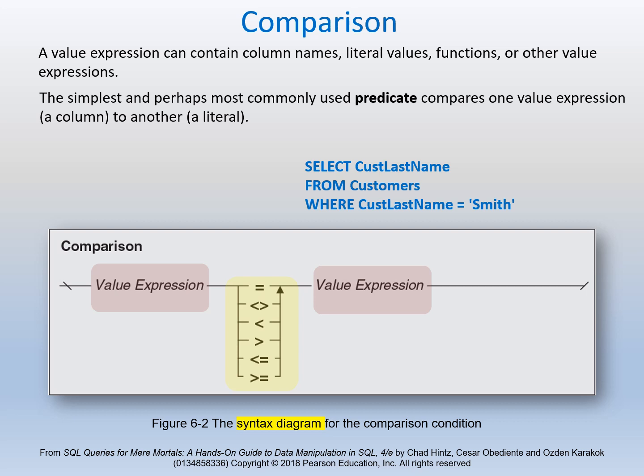This is an example of a select statement using the equal comparison. Select customer name from customers where customer name equal to 'Smith'. Notice the single quotes in the front and at the end of the character string.